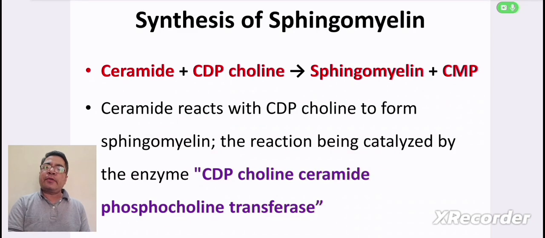Good morning, everyone. Let us begin the topic. Synthesis of sphingomyelin. Ceramide plus CDP choline gives sphingomyelin plus CMP. Ceramide reacts with CDP choline to form sphingomyelin, the reaction being catalyzed by the enzyme CDP choline ceramide phosphocholine transferase.